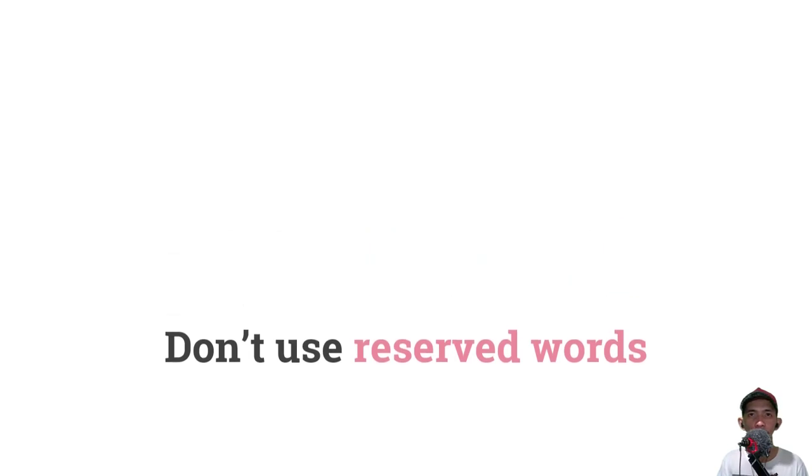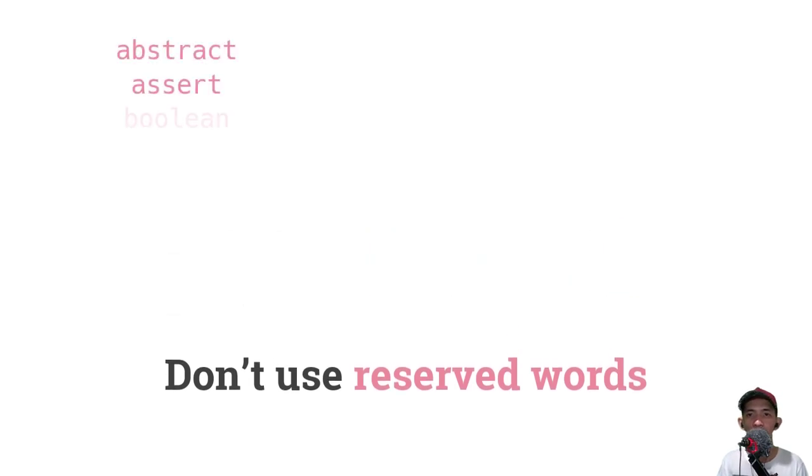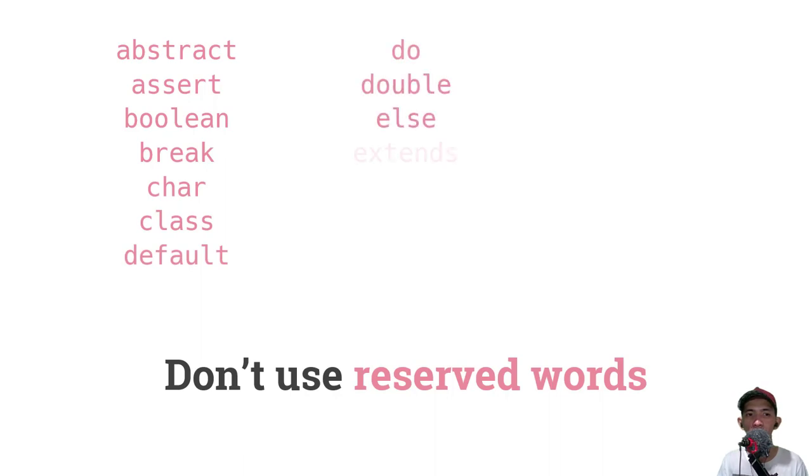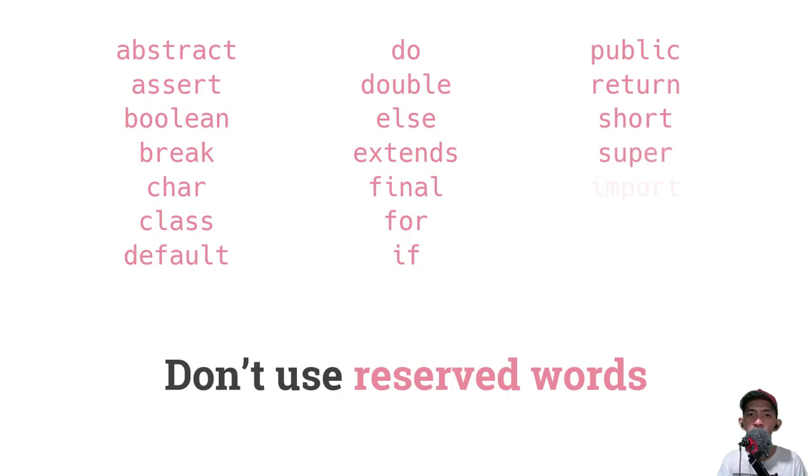So we have a bunch of reserved words like abstract, assert, boolean, break, character, class, default, do, double, else, extend, final, for, short, super, import, new, and many more. So hindi kayo po pwedeng gumamit, let's say, public class final o di kaya public static void extends. So hindi kayo po pwedeng gumamit ng gano'n. So iiwasan natin yung mga reserved words.